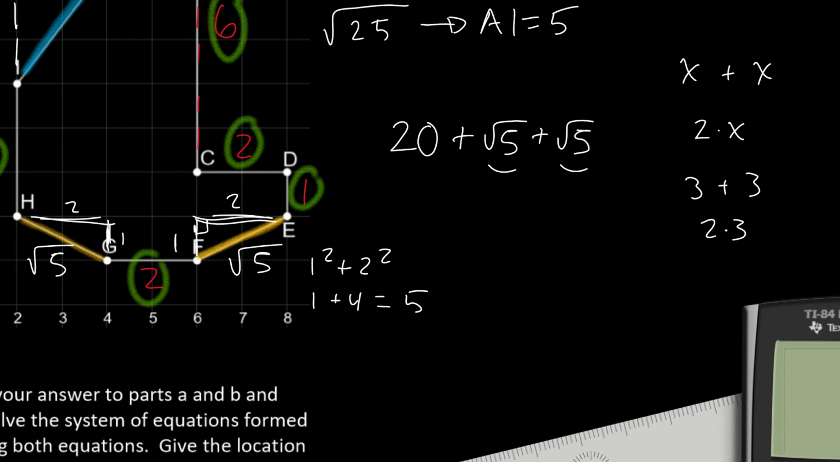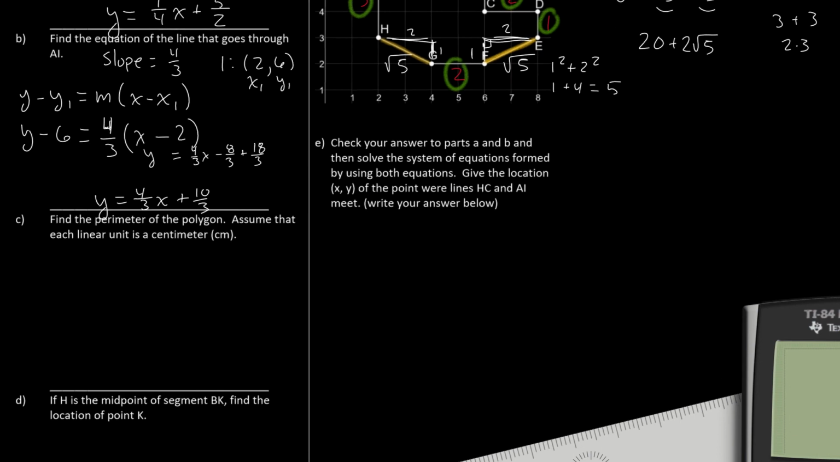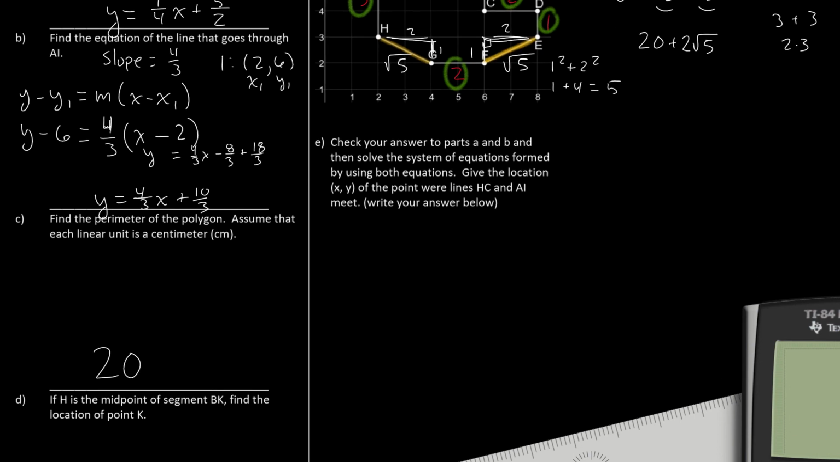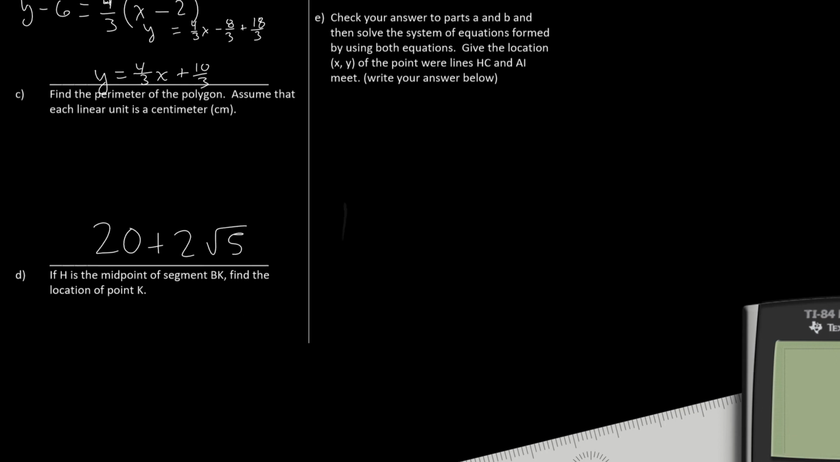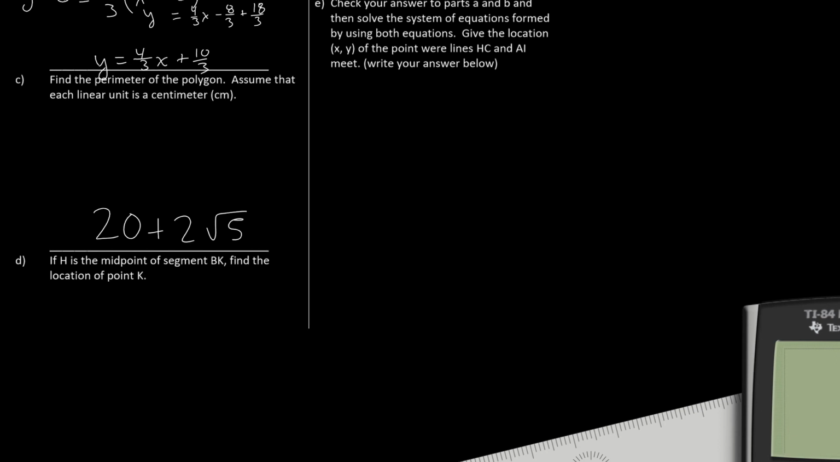So if I've got a root 5 plus another root 5, I can write that as 20 plus 2 times the square root of 5. So the answer for the perimeter of that thing is going to be 20 plus 2 root 5. And we are now on to the point about the midpoint.